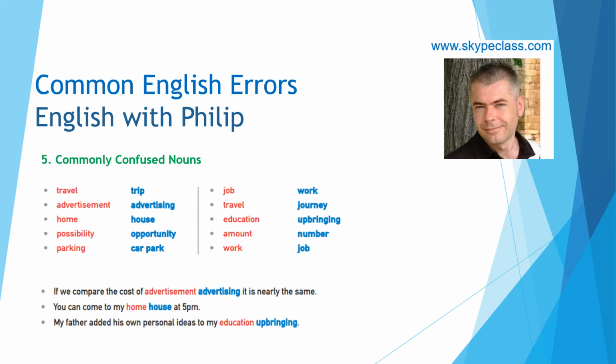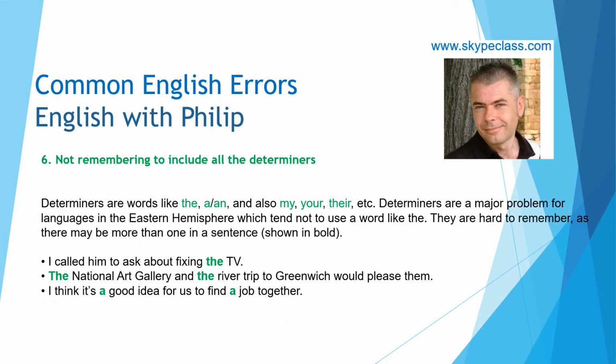That is correct. Okay, the sixth one is not remembering to include all the determiners. Okay, determiners, these are words like the, an, and, also, my, your, their, etc. Determiners are a major problem for languages in the Eastern Hemisphere, which tend not to use a word like the. They are hard to remember as there may be more than one in a sentence, as shown below in bold.